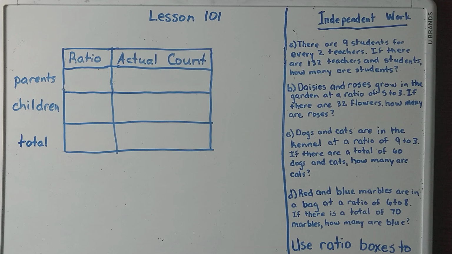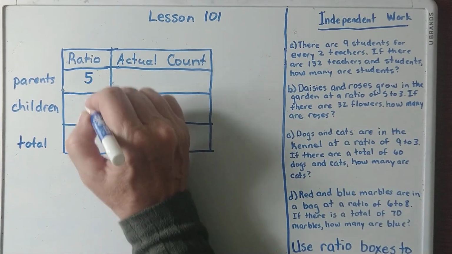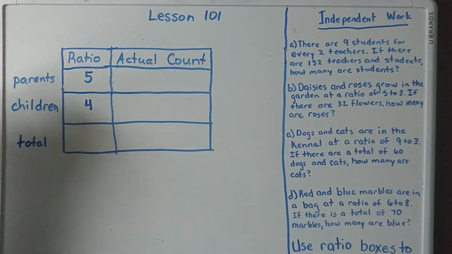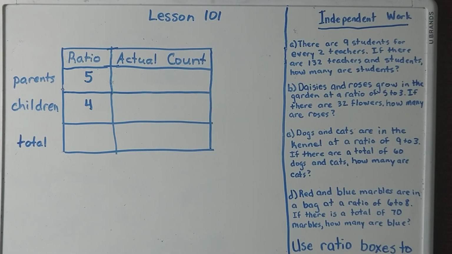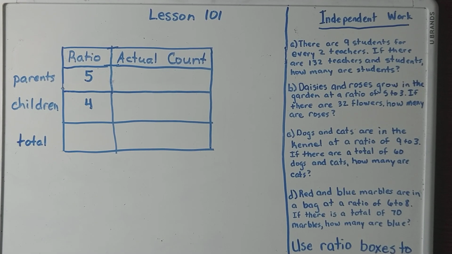Consider this problem. The ratio of parents to children at the picnic was 5 to 4. So for every 5 parents there were 4 children. If there were 27 picnickers, how many of them were children?